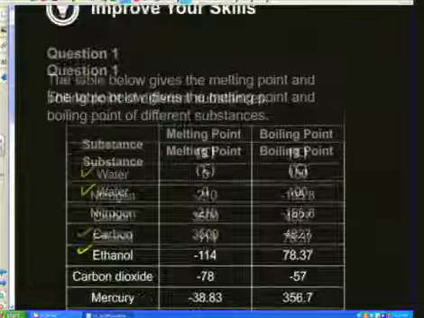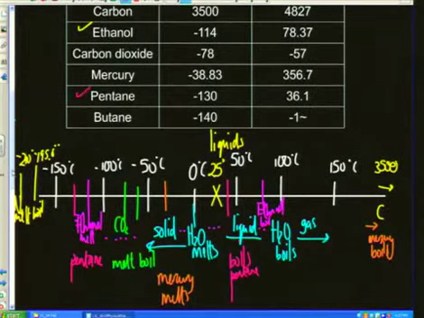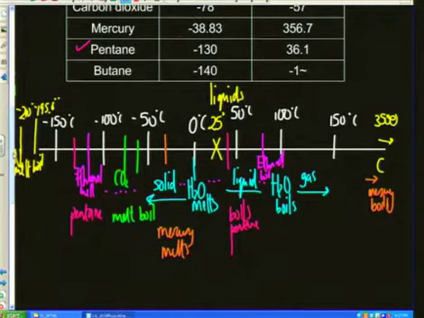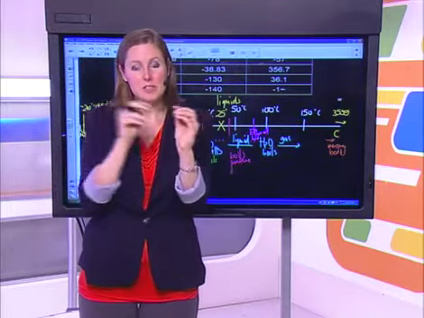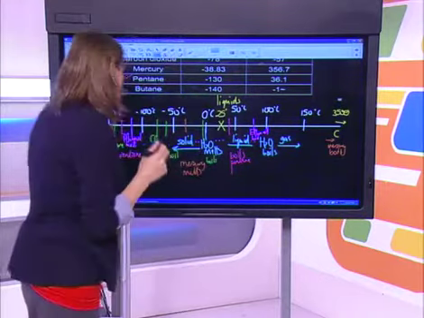Next one. Butane. Seem to have run out of colors. Butane will melt at minus 140. So there's butane. And it boils at minus 1 degree Celsius. So approximately there, it boils. Now notice I've just done this for myself. It's just an explanation, and it's not particularly neat. But maybe different colors have helped you to recognize the different properties.